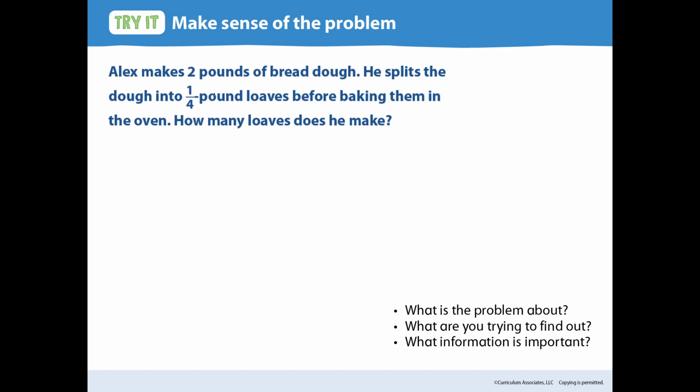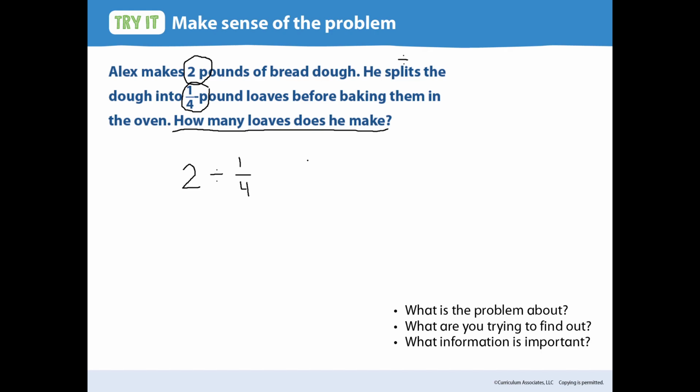All right, let's look at this problem. We have 2 pounds of bread dough, and he splits the dough into 1/4 pound loaves before baking them. We need to find how many loaves does he make. All right, so he has 2 pounds, and he's splitting them. Splitting them is, I think, the same as saying dividing them. So he divides them into 1/4 pound loaves before baking them. How many loaves does he make?